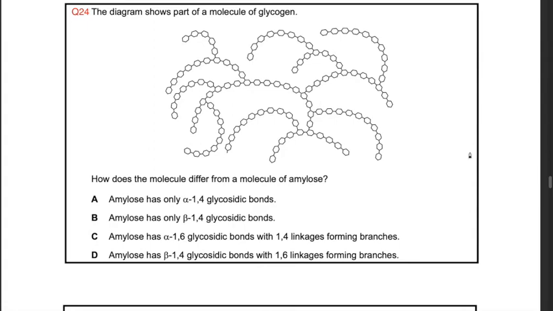Amylose has only alpha-1,4 glycosidic bonds, whereas glycogen has both alpha-1,4 glycosidic bonds as well as alpha-1,6 glycosidic bonds. Hence the answer is A. Why are B, C and D wrong? Well, B. Amylose has only beta-1,4 glycosidic bonds. That is incorrect because amylose doesn't have beta linkages. C. Amylose has alpha-1,6. That is incorrect. Again, 1,6 is related to branched molecules, whereas amylose is an unbranched component. D. Amylose has beta-1,4. That is also incorrect because amylose is made up of only alpha glucose.